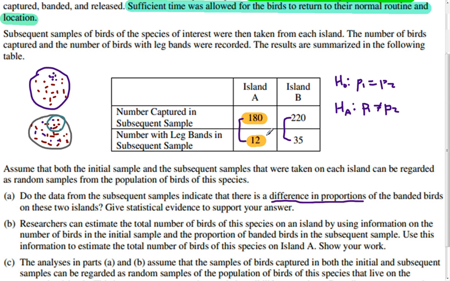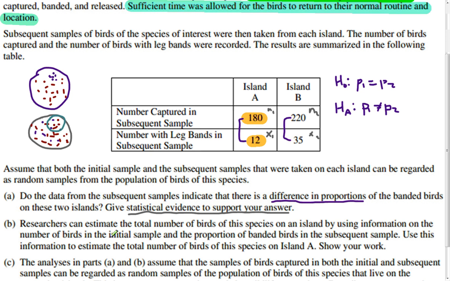So pop this in your calculator. I would probably go x1, n1, x2, n2, and which one is group 1 and which one is group 2 is not particularly important in this example, but this is one way to do it. And then the statistical evidence to support your answer is going to be a p-value. If your p-value is less than something such as 0.05, you would say, yes, I would say there is a difference in the proportions. And if it's greater than 0.05, you would say, well, there's not good evidence to support that.